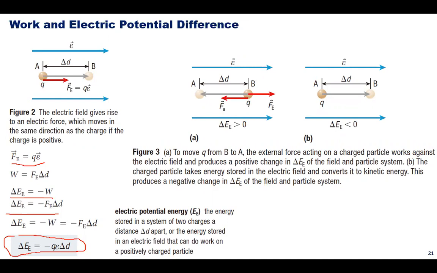As the charge moves from A back to B, the process is reversed, which is shown here in figure 3B. Now the electric field does a positive amount of work on the particle because the electric force and the particle's displacement are parallel, and the change in the electric potential energy is negative. Energy stored in the electric field and particle system is now taken out of the system. This energy can appear as an increase in the kinetic energy of the particle when it reaches B. Potential energy becomes kinetic energy.